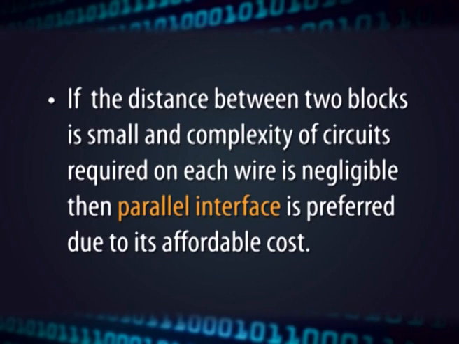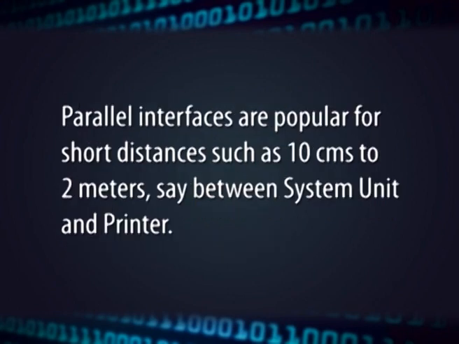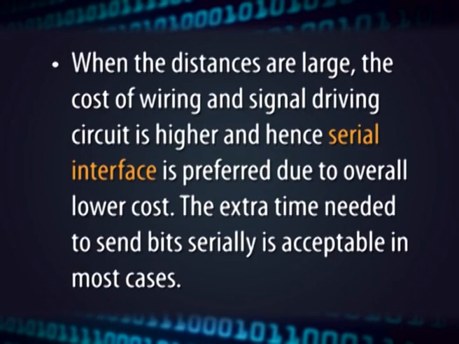If the distance between two blocks is small and complexity of circuits required on each wire is negligible, then parallel interface is preferred due to its affordable cost. Parallel interfaces are popular for short distances such as 10 centimeters to 2 meters, or say between system unit and a printer. When the distances are large, the cost of wiring and the signal driving circuit is high, then the serial interface is preferred due to overall lower cost. The extra time needed to send bits serially is acceptable in most cases.